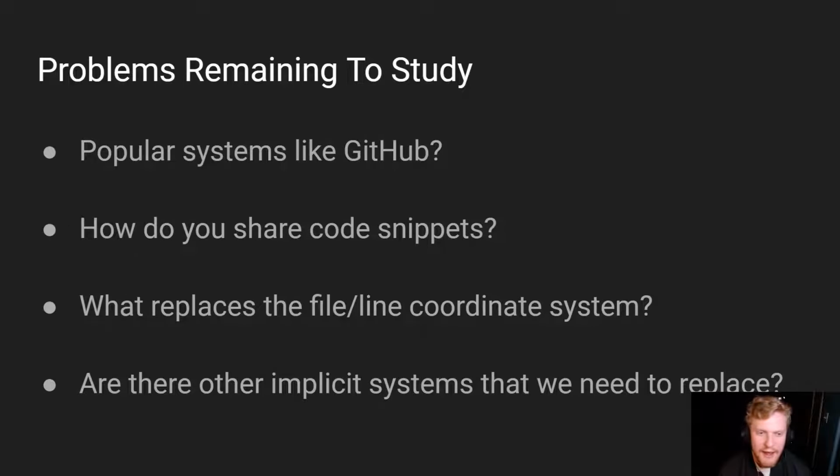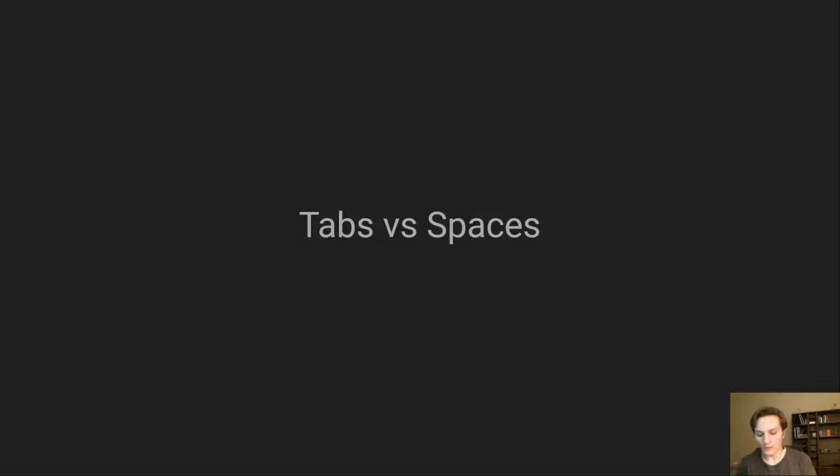And additionally, there's plenty of other potential implicit systems that we need to replace that sort of exist at the intersection of all these tools, and we haven't solved all the problems yet. So there's still a lot more to solve. So I'm going to pass it back off to Alan, and we're going to move on to some other problems that we have solved. All right, so a quick recap.